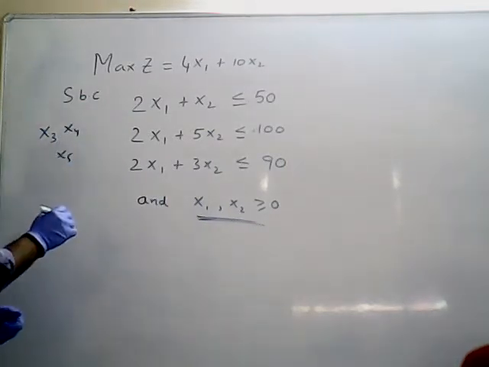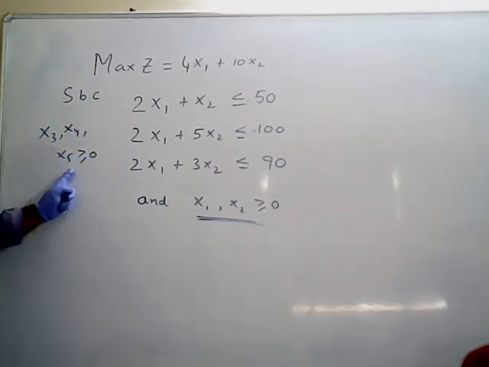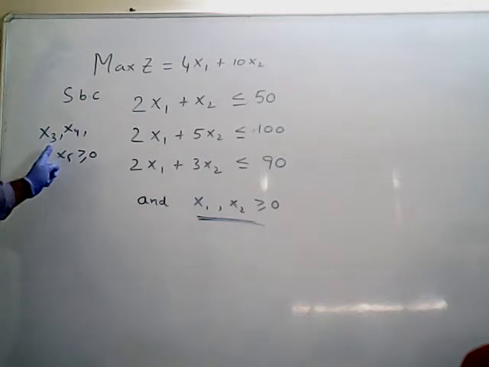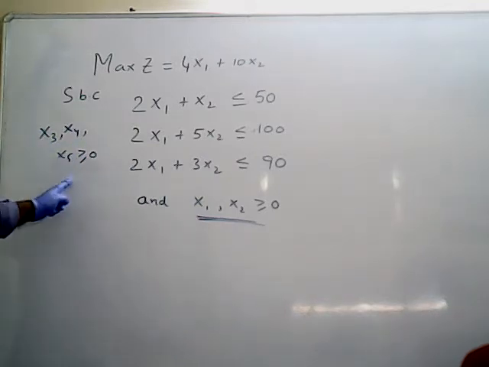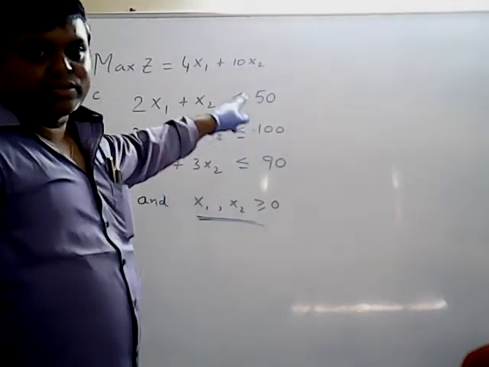Slack variables are non-negative or not? Non-negative means x3, x4, x5 greater than or equal to 0. So I will introduce 3 slack variables x3, x4, x5 greater than or equal to 0. Why do I require slack variables? To get the equalities. Why do you have to get equalities? To get into the standard form.